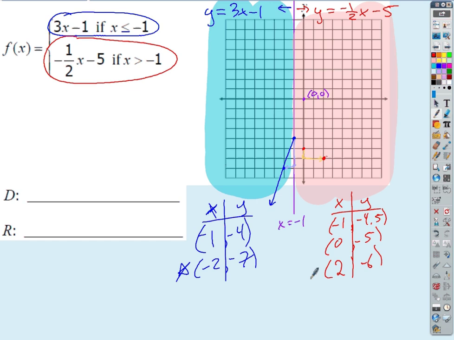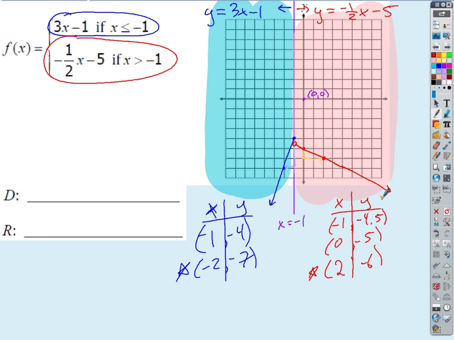Right, so once again, this one's kind of optional. I could use a slope triangle. And then all I've got to do now is connect those until I get to my boundary, and then what kind of endpoint do I need? Open. Good, because I'm not including an equal sign, right? And then this is just going to go on forever. And so there's my graph. That's it. That's my piecewise function graph.